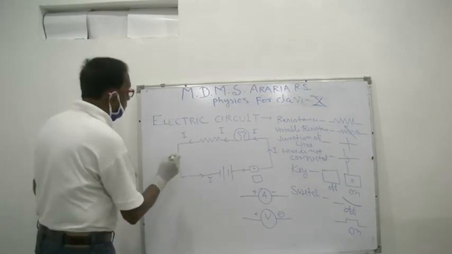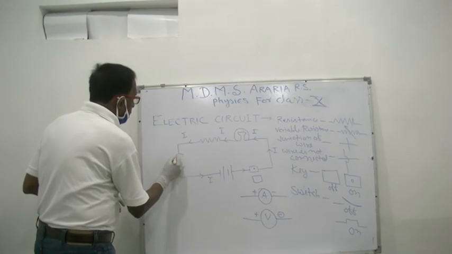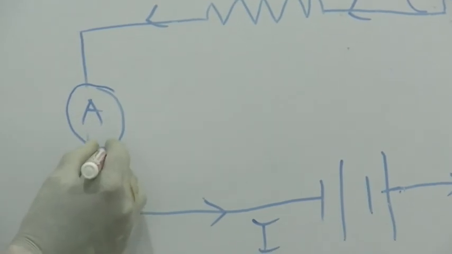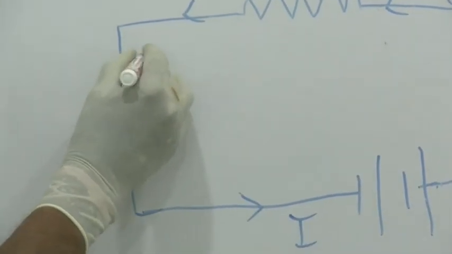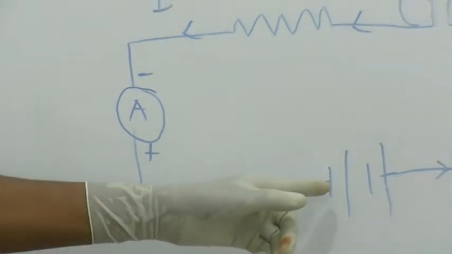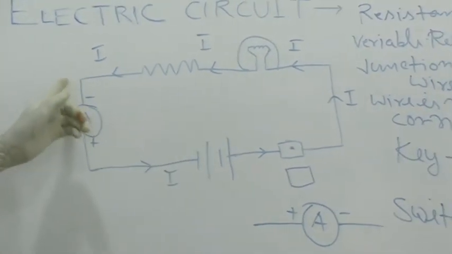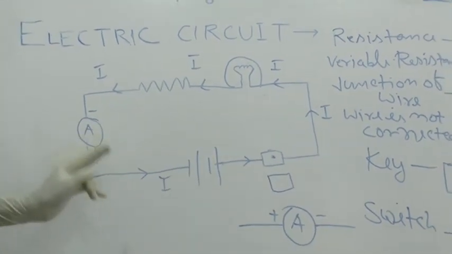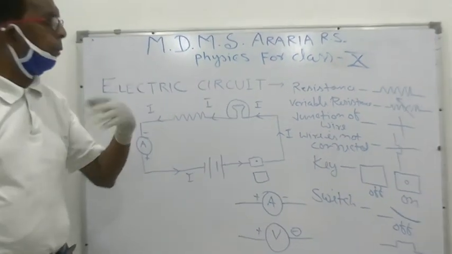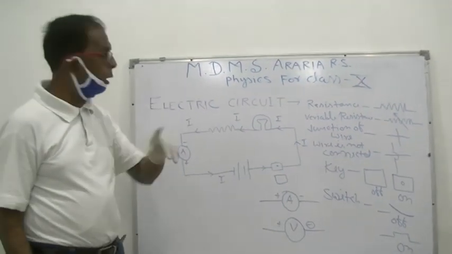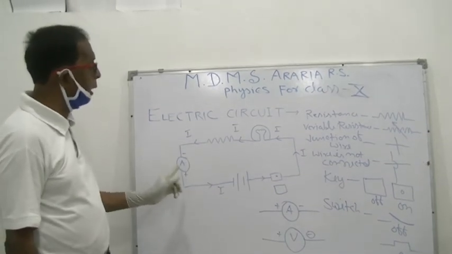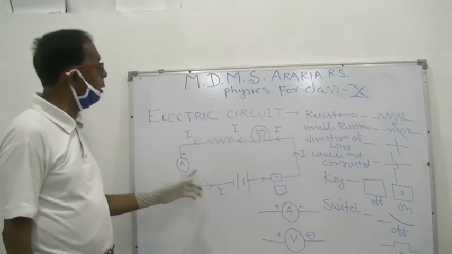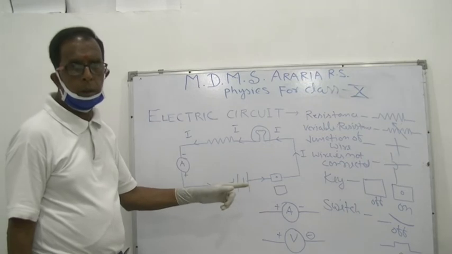That means end to end, it is connected like this. This end of the ammeter is positive and this end is negative. The positive is connected with the negative terminal of the cell and the negative terminal is connected with the positive. This connection is called series combination. I will further tell you about series and parallel combinations. So when the ammeter is connected, you are able to read the magnitude of the current flowing through the circuit.